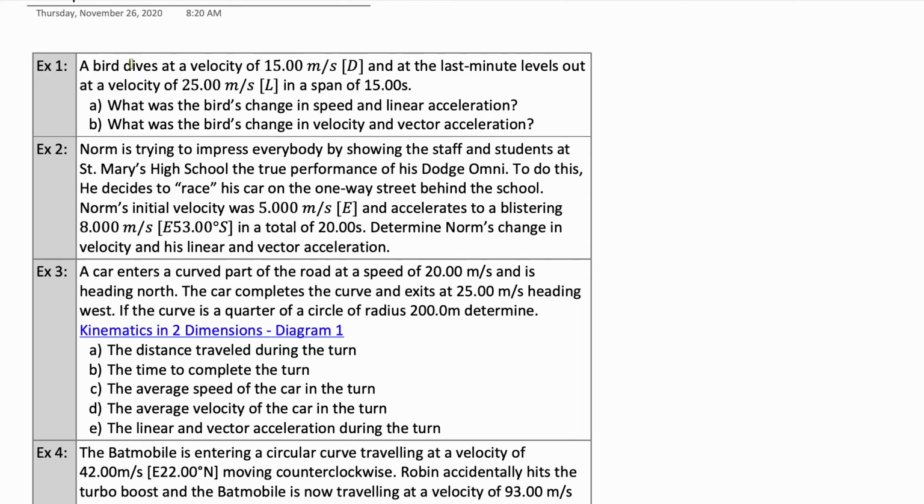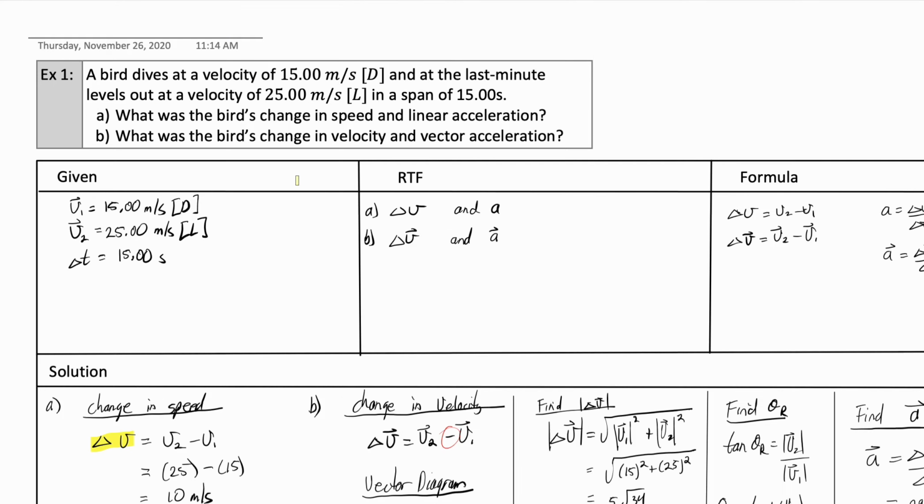So example 1, a bird dives at a velocity of 15 meters per second down, and at the last minute levels out to 25 meters per second towards the left in a span of 15 seconds. Okay, so taking a look at the solution here. So we're trying to find two things, the bird's change in speed and linear acceleration, and the change in velocity and the vector acceleration. Okay, so this V1 represents the initial velocity. This V2 represents the final velocity, and the change in time is that 15 seconds.